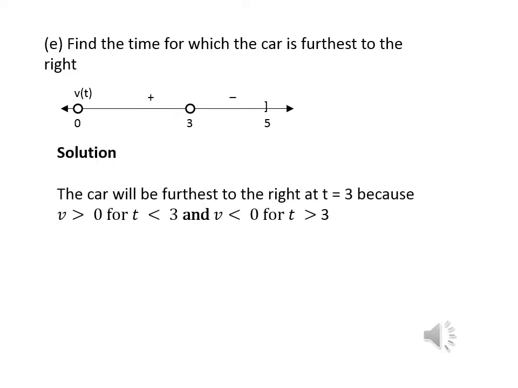The car will be furthest to the right at t equals 3 because velocity is positive for t less than 3 and negative for t greater than 3. Notice that this looks exactly like the argument for an absolute maximum, and it is. Furthest to the right is just another way of saying maximum position.